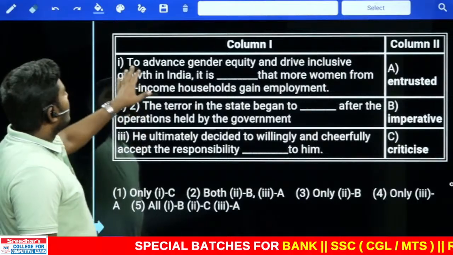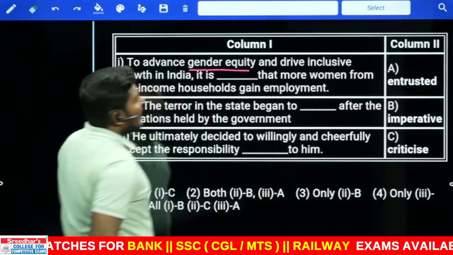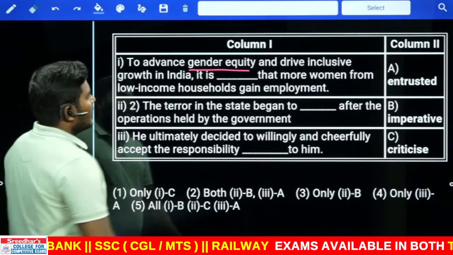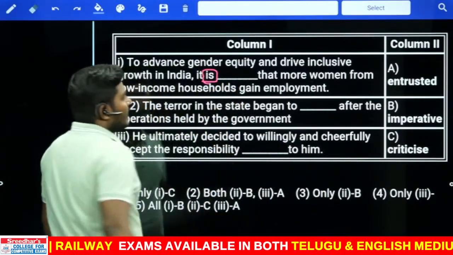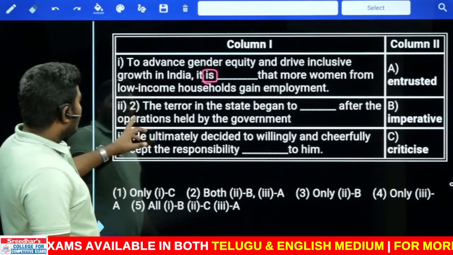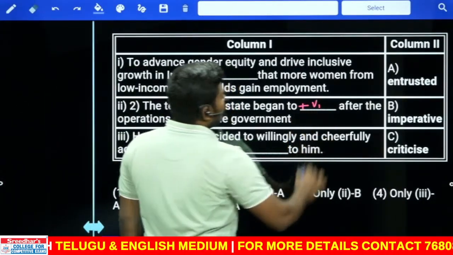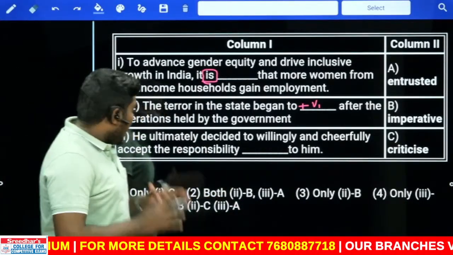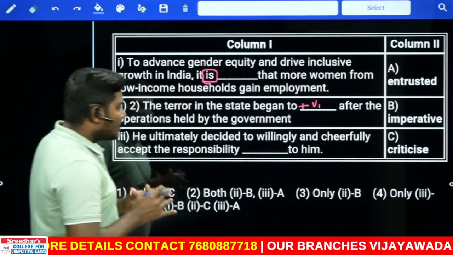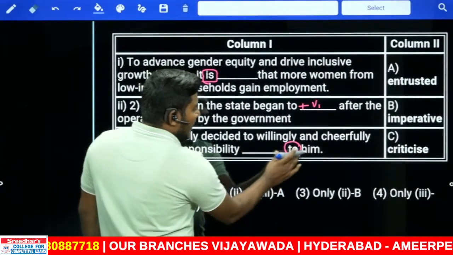Look at this. To advance gender equality and drive inclusive growth in India, it is dash that. It is given, that is a B form. Let us check with the combination further. Look at the next one. The terror in the state began to. To should be followed by which verb form? V1. Next, third one. He ultimately decided to willingly and cheerfully accept the responsibility dash to him. We need to pick such a word that should connect with to.